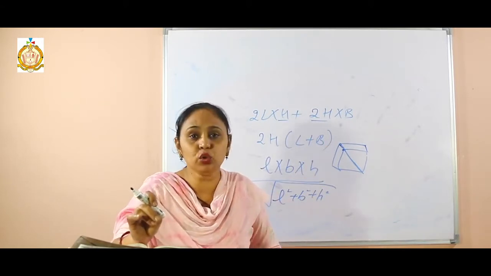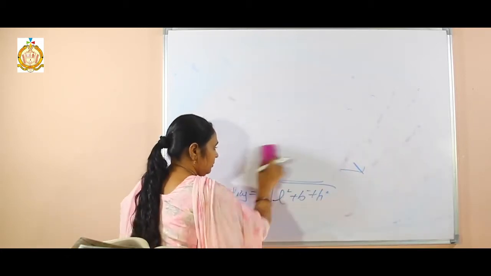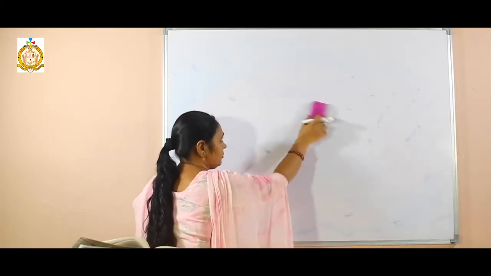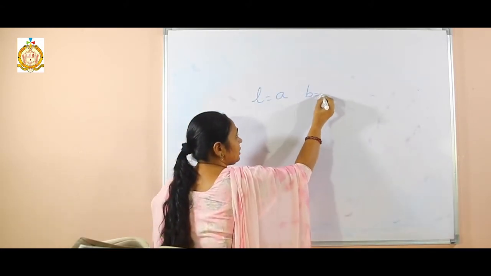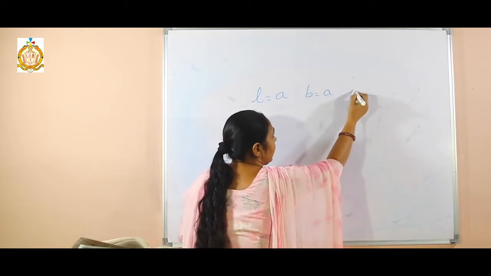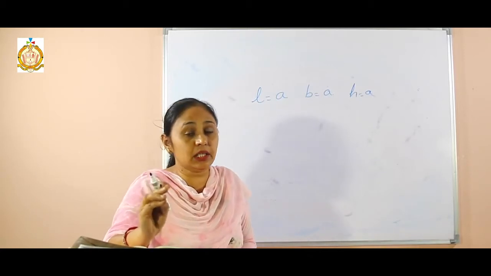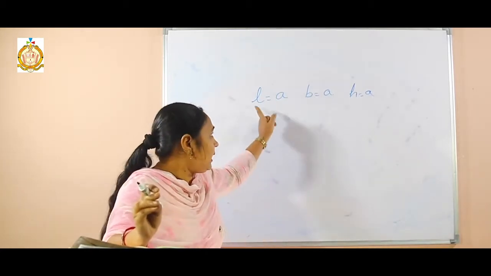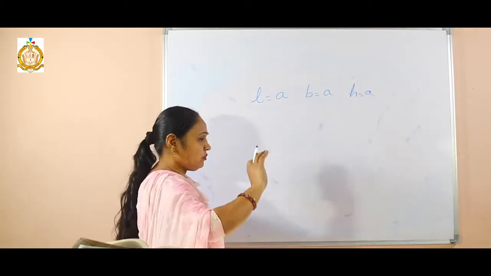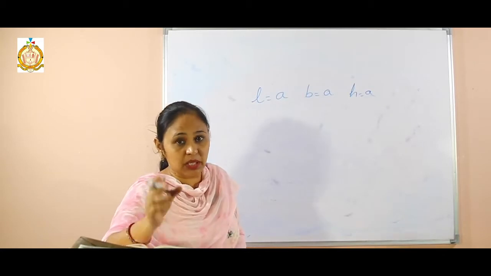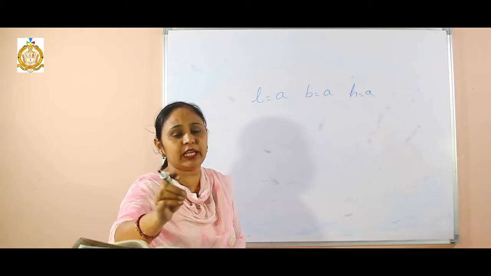But in the case of cube, length, breadth, height are all the same. I take length as A, breadth as A, and height as A, because in a cube these three things are the same. Now come to our formulas. The formula is the same. No need to cram it. Understand it, and if you understand, you can derive that formula anywhere.